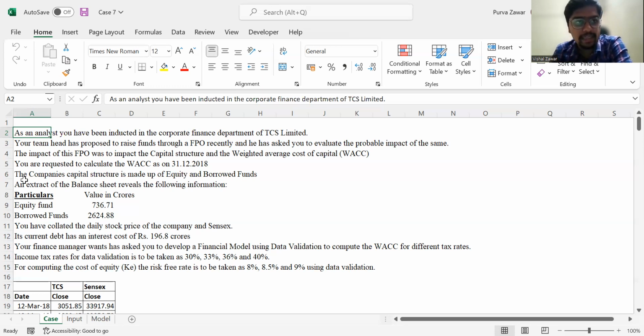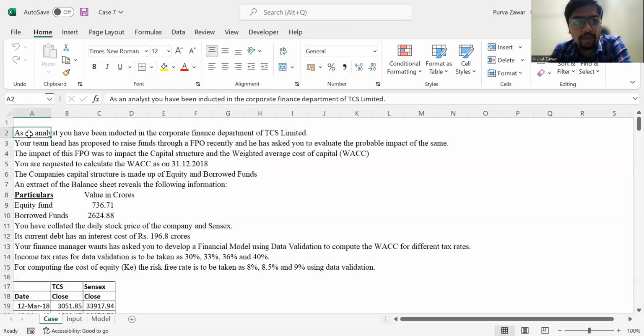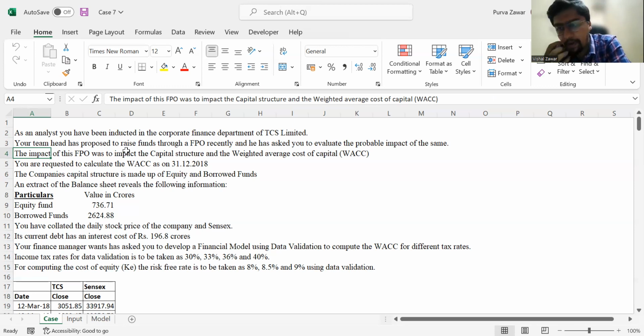So we have this case 7. Let us read what they're saying. As an analyst, you have been inducted in the corporate finance department of TCS Limited. Your team lead has proposed to raise funds through an FPO recently, and he has asked you to evaluate the probable impact of the same. It is going to impact basically capital structure and your WACC.